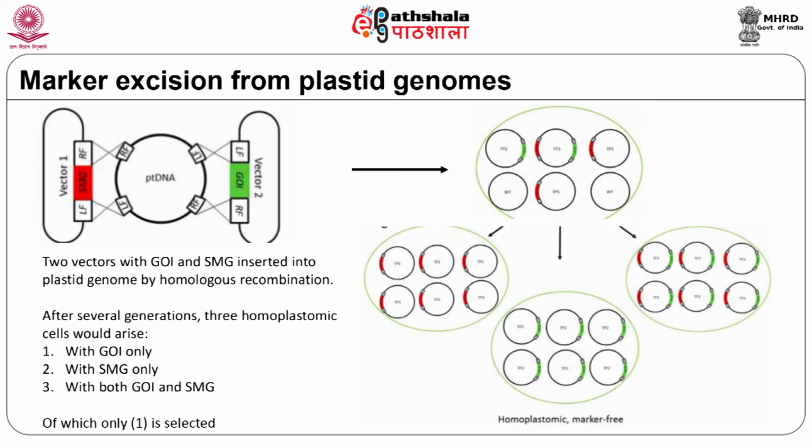If two vectors are used for transforming plastids, each carrying different small regions of homology flanking the gene of interest and the selectable marker gene respectively, then homologous recombination could lead to three types of transformation events. Either the two genes could be inserted on two separate plastid genomes, or the two genes could be inserted on the same genome. Subsequently, a homoplastomic population could be obtained where only the gene of interest is present on the plastid genome.